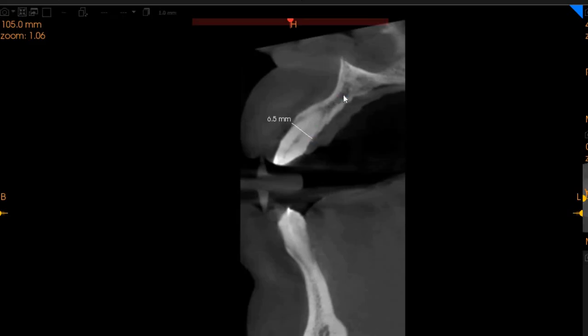This is the lateral incisor. The lateral incisor is also doing very well. Periodontally compromised, but this seems like it has crown cutting done. 6 millimeters of width with approximately 15 millimeters of height.